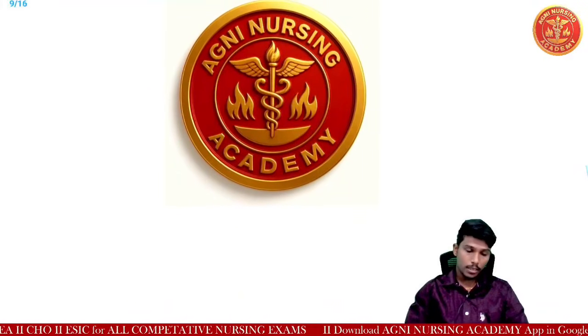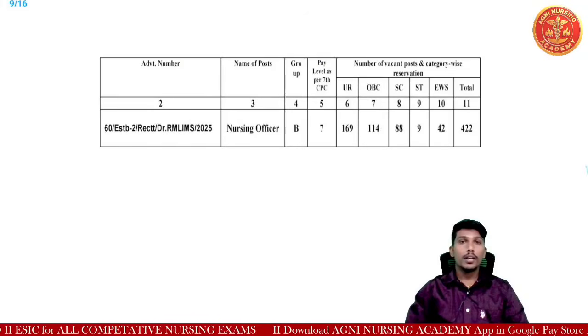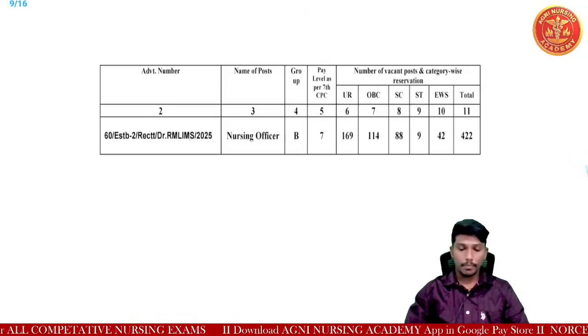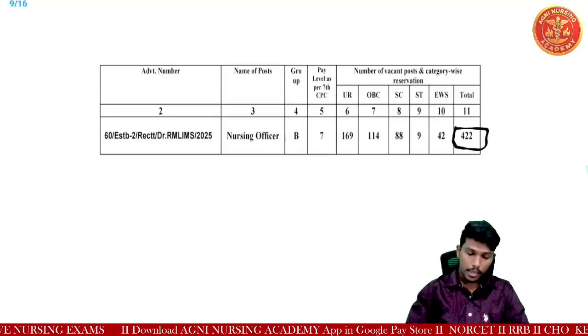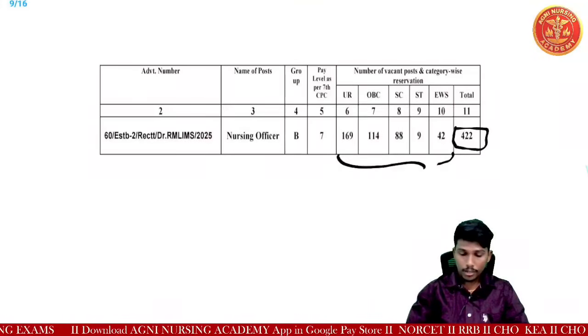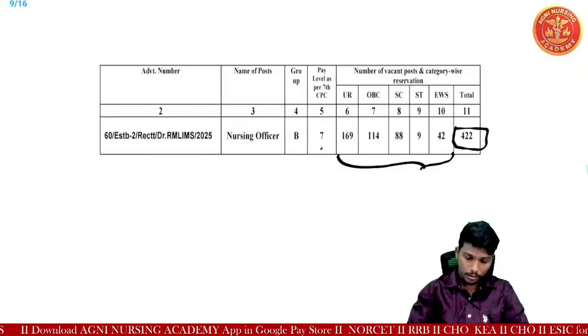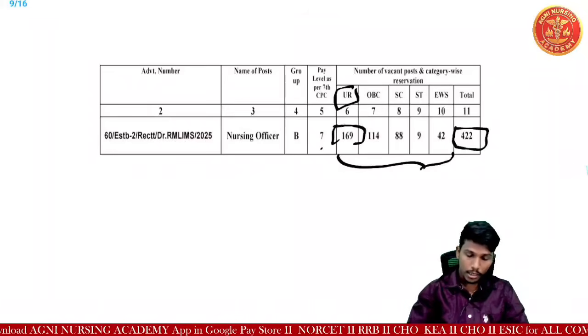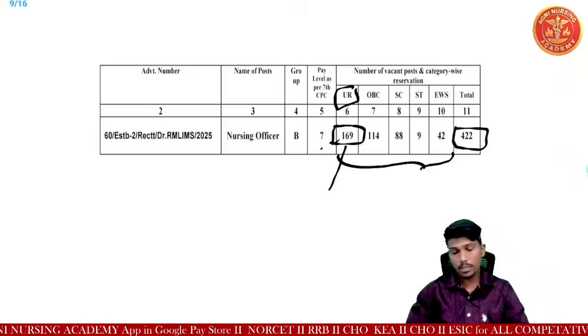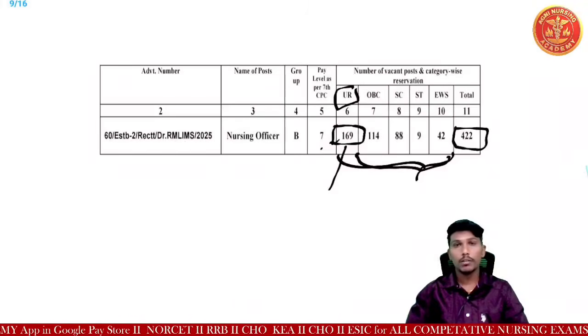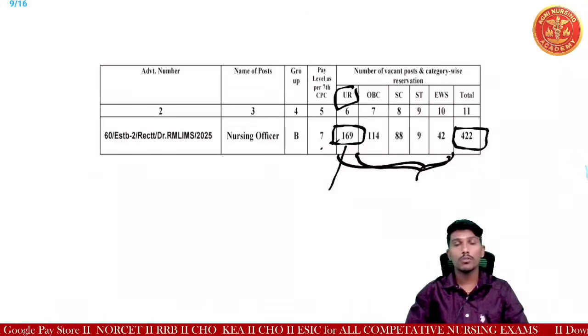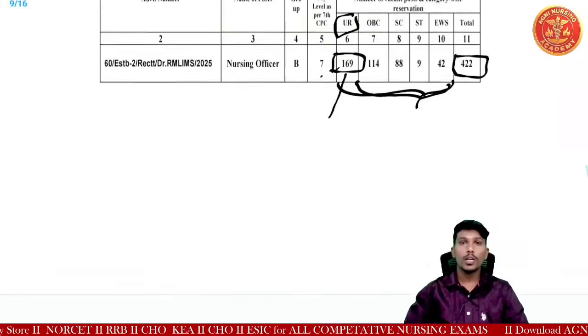Then this is the good news, that RML vacancies have come again. There are around 422 vacancies, and you can see here that these are unreserved. The unreserved posts are 169. You can compete for these 169, and the reserved categories are only for the particular state that the hospital belongs to. Okay, move on to the next question.